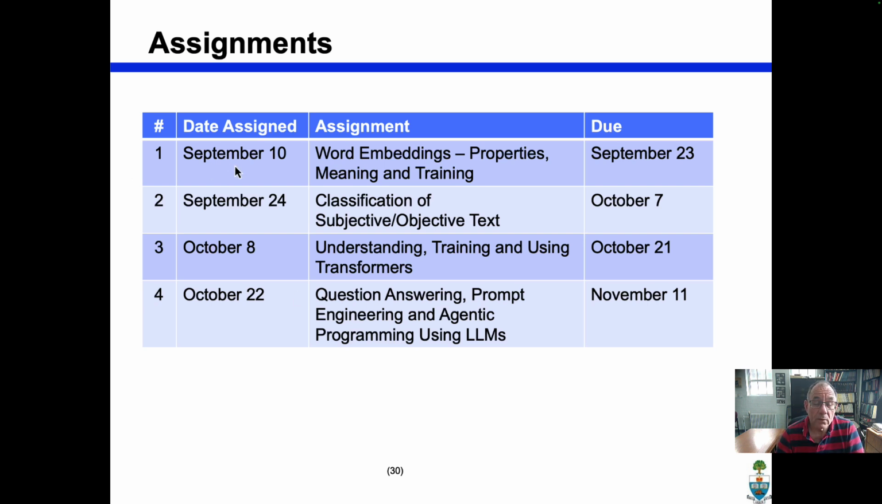But the first one will be assigned as of the first lecture and due 13 days later. And that's a big assignment. And if you're a procrastinator that leaves things to the last minute, I guarantee that will be a nightmare for you.